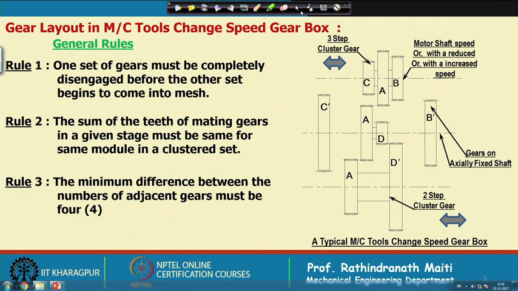This means that if we consider rule 3, the difference between the teeth numbers of A and B, because the highest size on the top shaft is gear A and then next to that is B. So the teeth number difference Z A minus Z B must be equal to 4 or more.